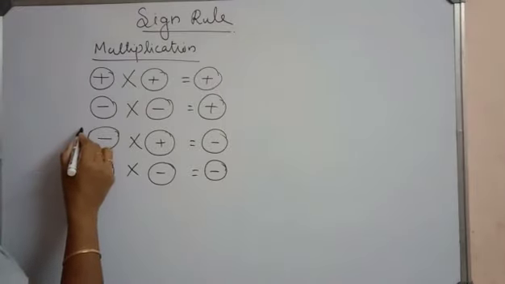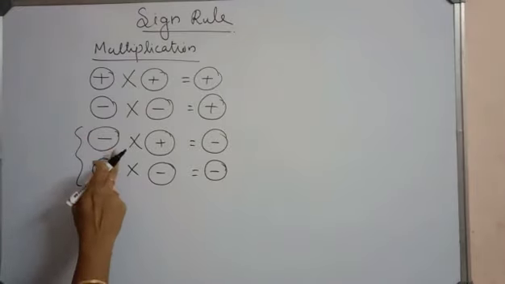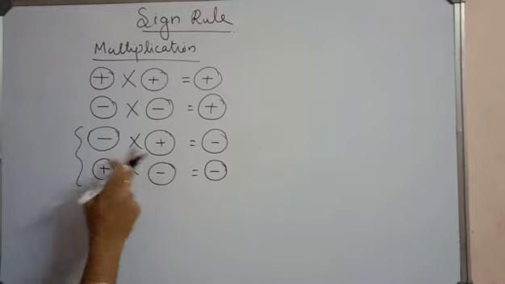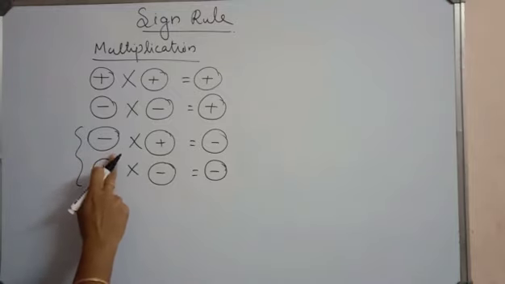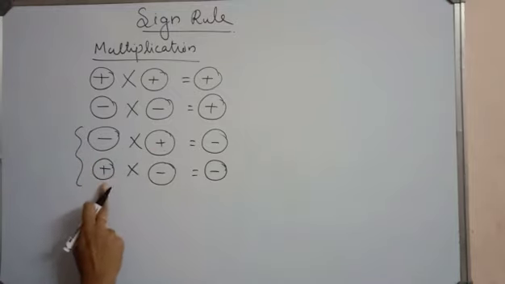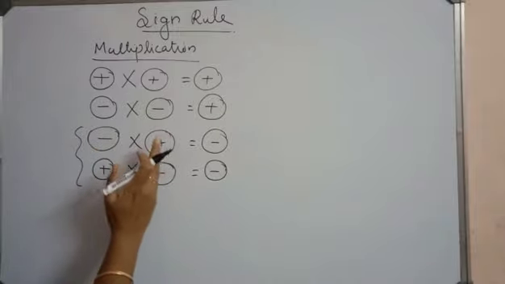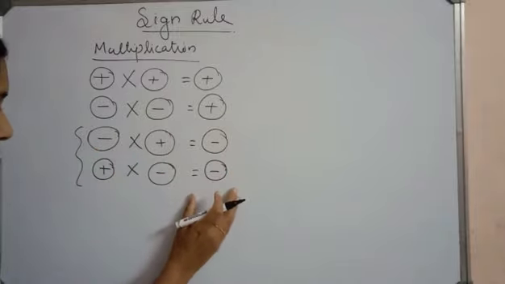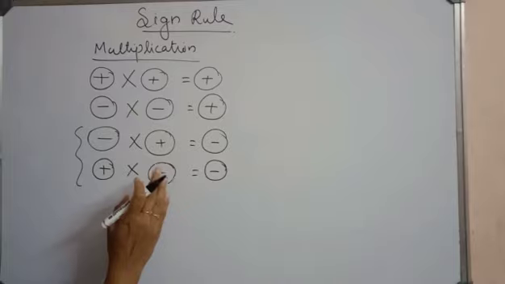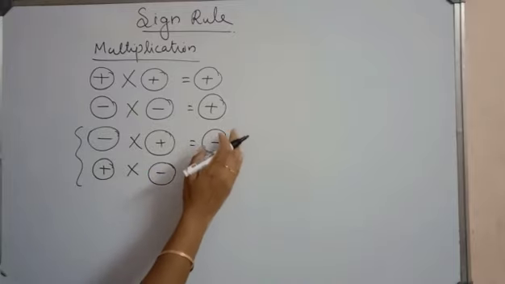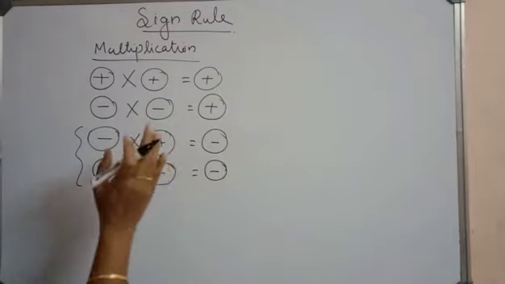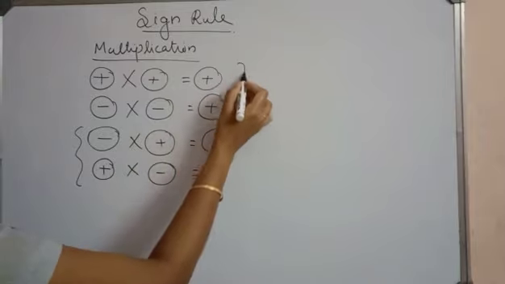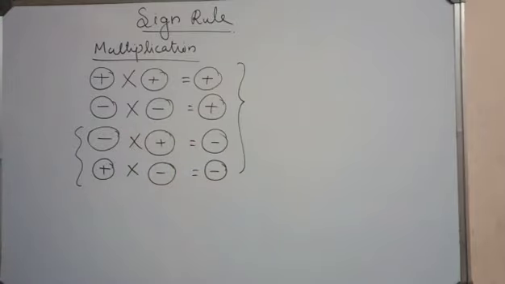When you look at the last two rules, you can see that you are multiplying two numbers with opposite signs. Whether the first number is negative or the first number is positive, these are of different signs. So your final answer will be negative. So whenever you multiply two numbers with different signs, your answer is always negative. These are the rules you have to remember whenever you multiply integers or numbers with different signs.